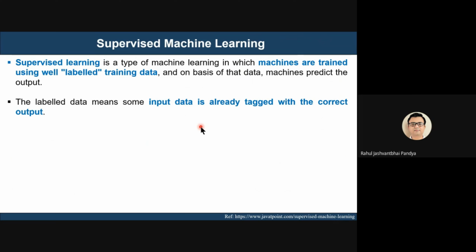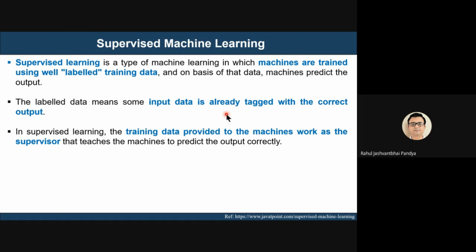Such as, let's say, in exams, for preparing for the exams, we take a question and we try to prepare the answer for that question, right? So that input is tagged with that particular correct output or correct answer; that question is tagged with that correct answer. And then similarly, we keep preparing for the exam. So similarly, the input data is already tagged with the correct output.